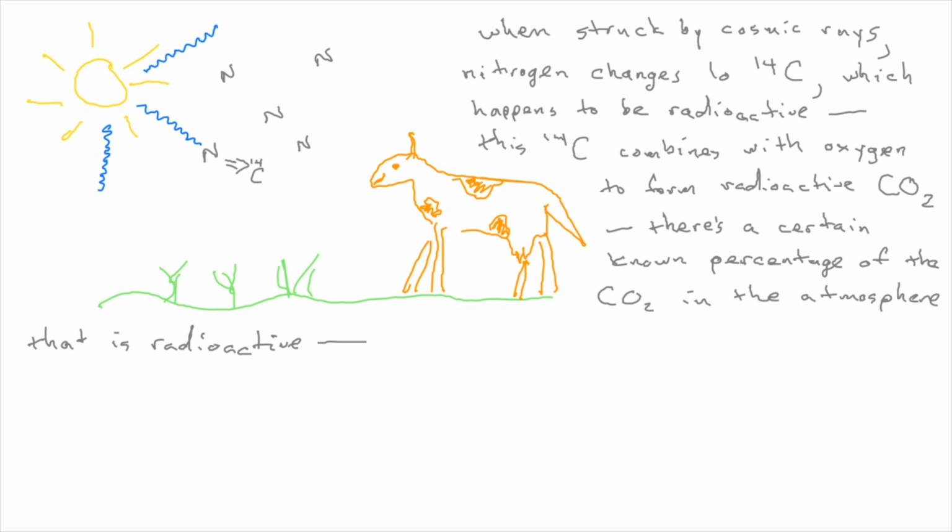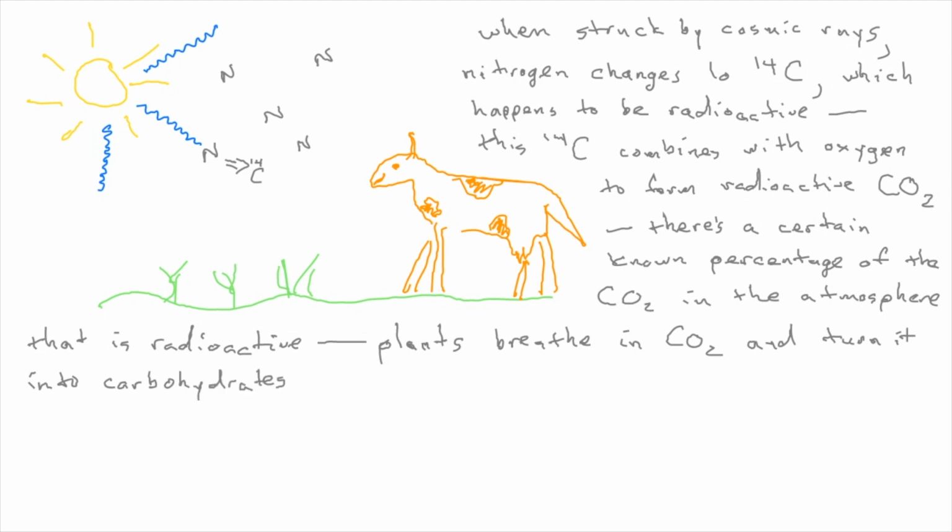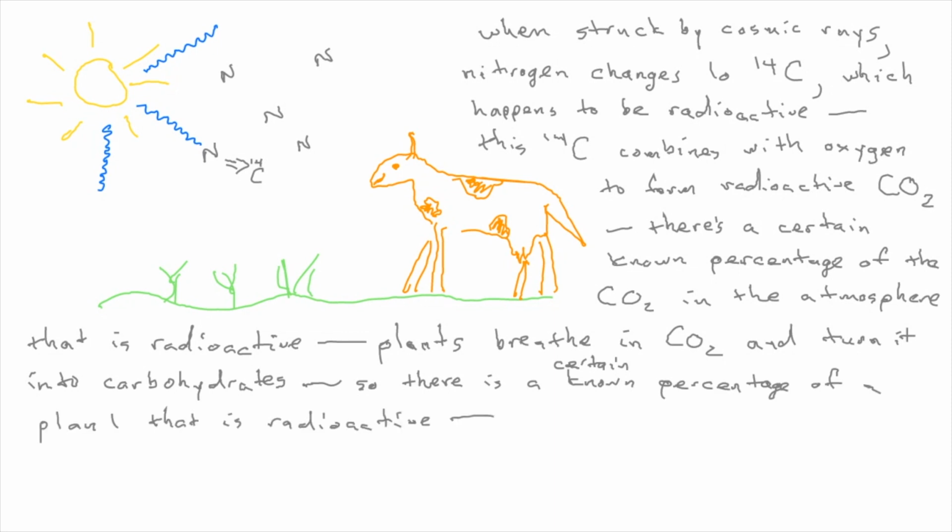The plants breathe it in. Plants breathe in CO2 and turn it into stuff. You know what the stuff is, right? Carbohydrates, that's right. Because carbon, where are they getting the hydrate part? Well, they drink stuff too. Plants breathe in CO2 and turn it into carbohydrates. So there is a certain known percentage of a plant that is radioactive. So far, so good. Then what happens?